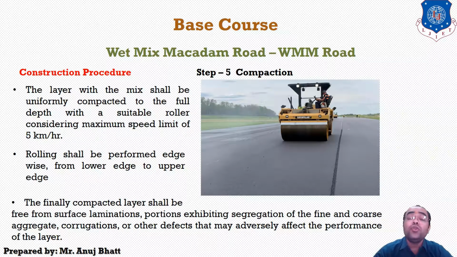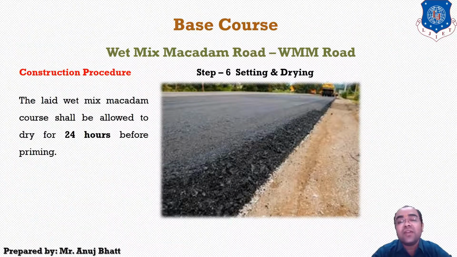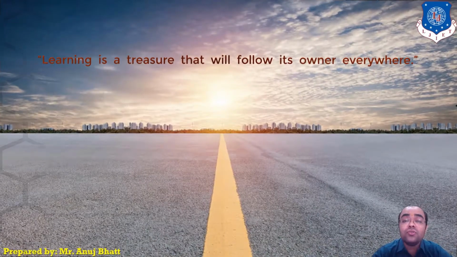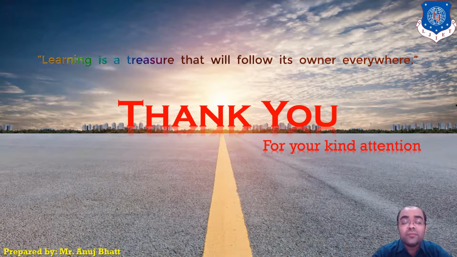Loose and segregated defective areas shall be made good to the full thickness of the layer and recompacted until the specified density is achieved throughout the entire layer. After compaction, setting and drying should be done. The wet mix macadam road shall be allowed to dry for 24 hours before the priming. So this was all about the operations that we have to follow to construct the wet mix macadam road.